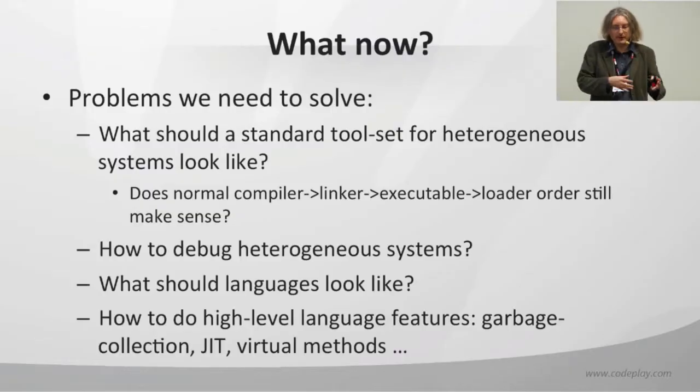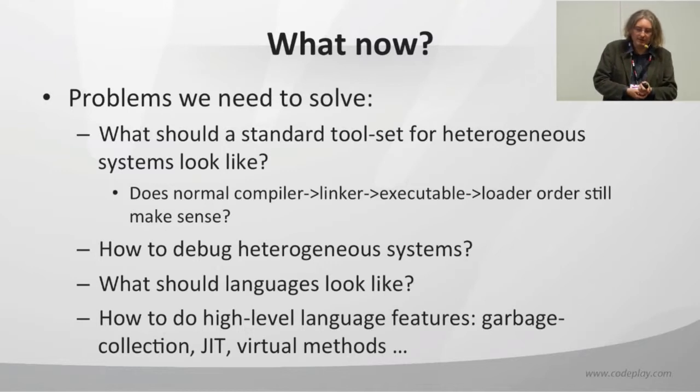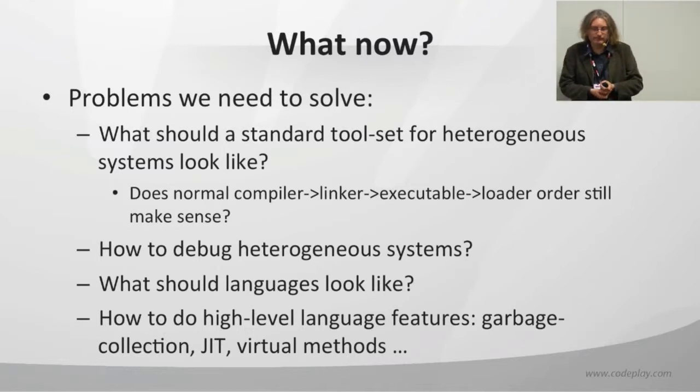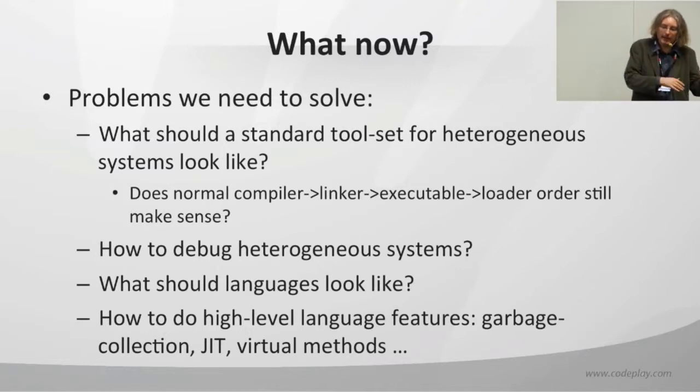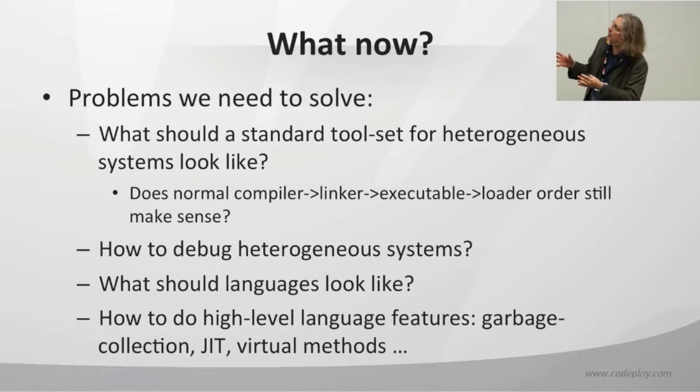So my last couple of slides are really the problems that I think we need to solve. If you're researchers, these are the things that I think we should focus on. What should a standard toolset for heterogeneous systems look like? Does a normal compiler, linker, executable loader still make sense? One of the problems that we have as a company, and actually all GPU compiler teams have the same problem, is if you hire CPU compiler people, they struggle with GPU compiler development.